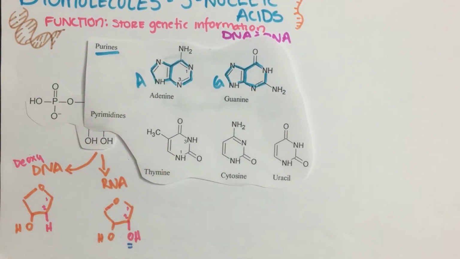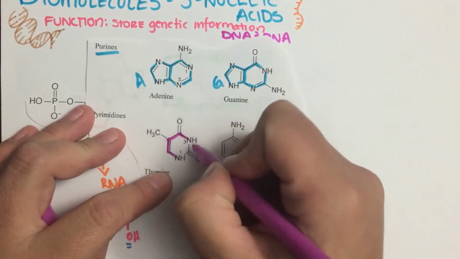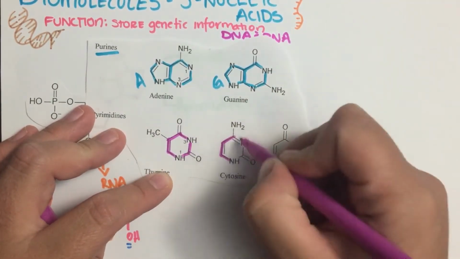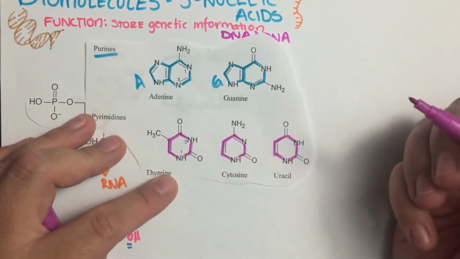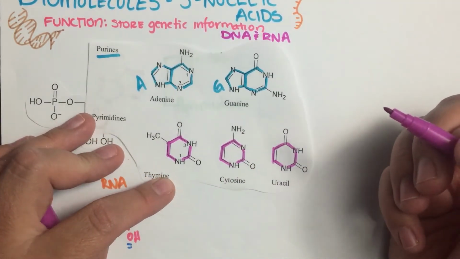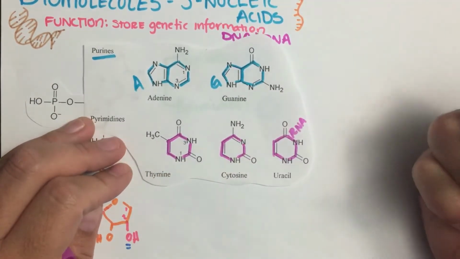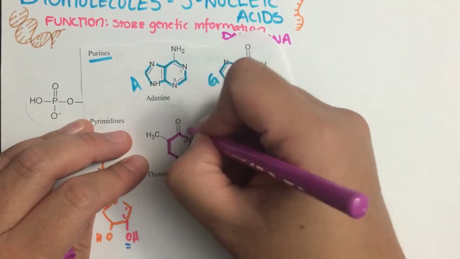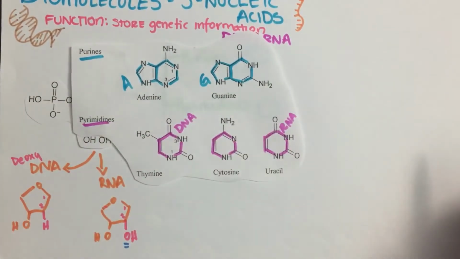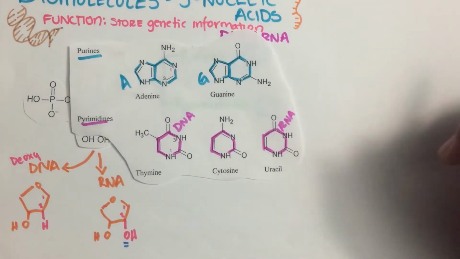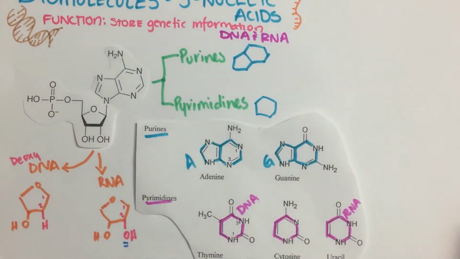Pyrimidines, on the other hand, are single rings. So if you notice here, 1 ring, 1 ring, 1 ring. Why do we have 3 instead of 6 or 4 only? Well, because uracil is present in RNA only, and thymine is present in DNA only, and they are examples of pyrimidines. So those are our different possibilities.